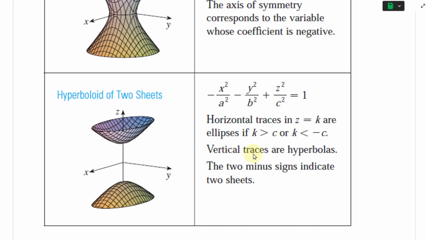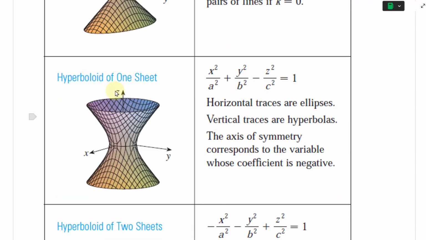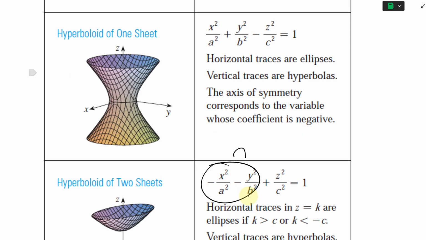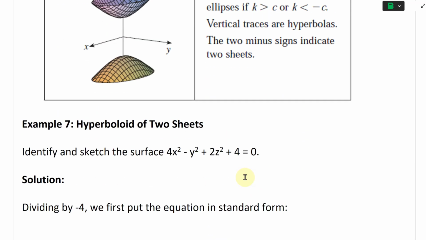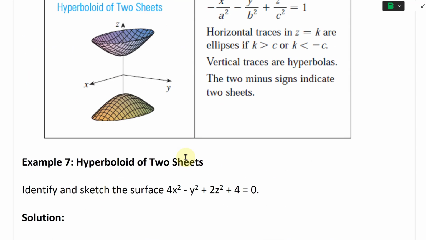All right. And the 2 minus signs indicate 2 sheets. Interesting. And this one's 1 minus sign indicates 1 sheet. 2 is 2 and then 1. So hyperboloid of 1 sheet, hyperboloid of 2 sheets. Epic stuff. So now let's continue further and look at example 7.